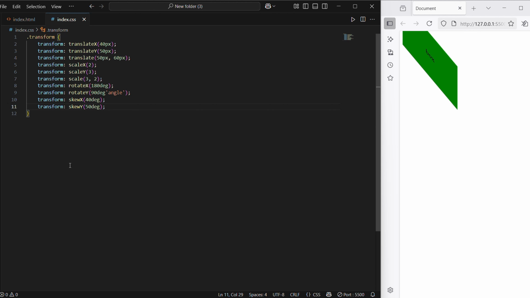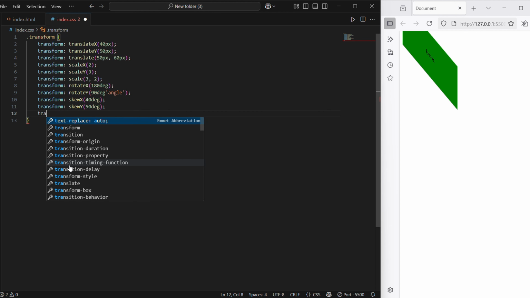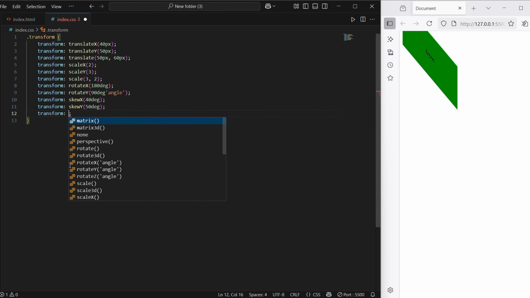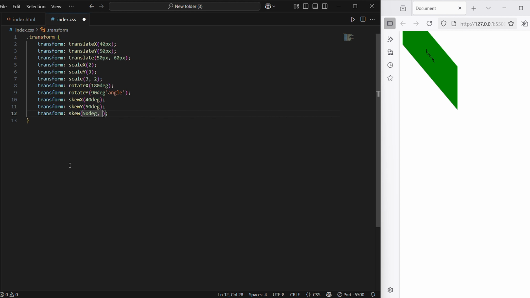If we combine it, we can write it like this: transform skew. The first property is X, the second property is Y. For example, the first property is X, 50 degree, and the second property is Y. I want to take this 60 degree. It becomes like this. That was transform in CSS. By transform, you can change your element visually.